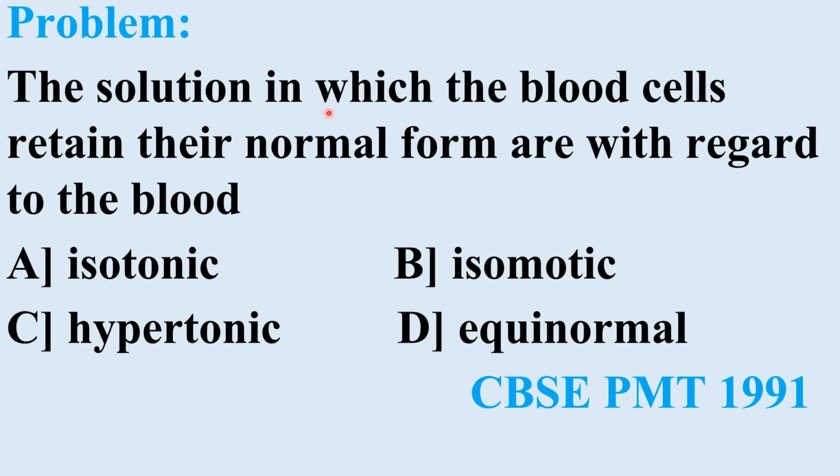The solution in which the blood cells retain their normal form is, with regard to the blood: option A isotonic, B isosmotic, C hypertonic, D equinormal. Since the blood cell retains its normal form, both the solutions have the same osmotic pressure, and solutions which have the same osmotic pressure are called isotonic in nature. Thus option A is correct.